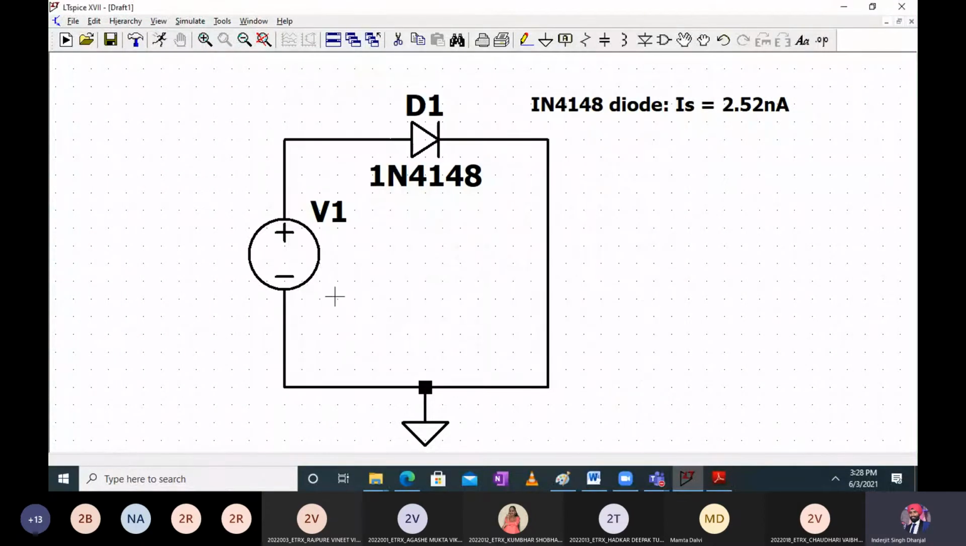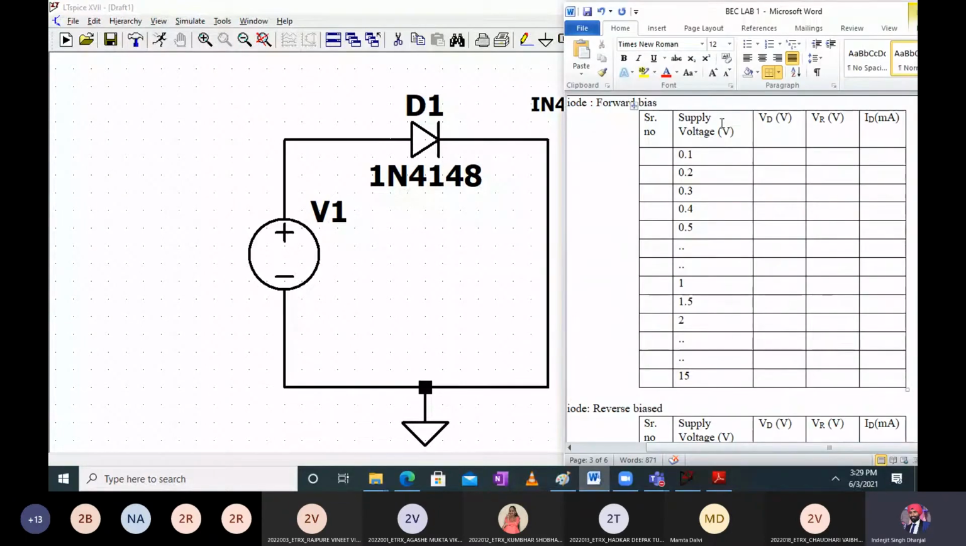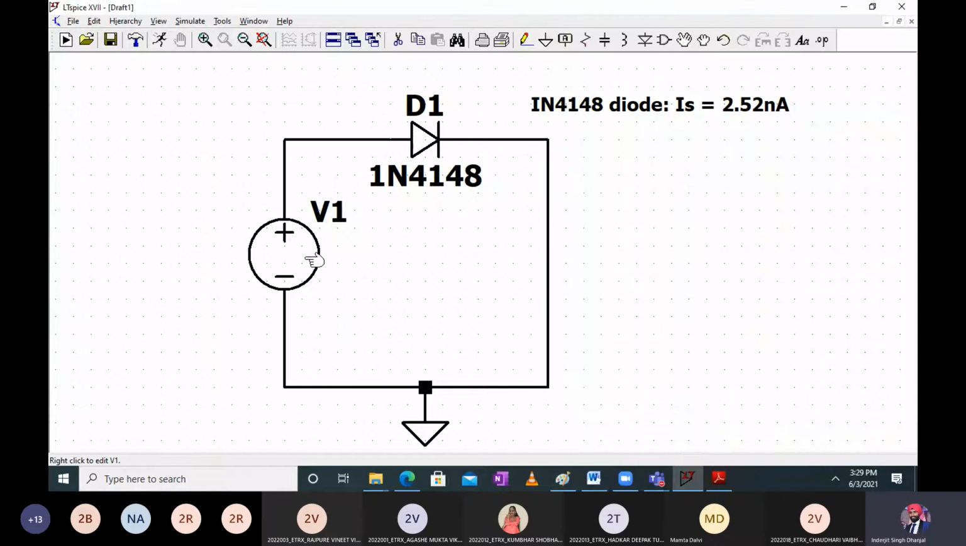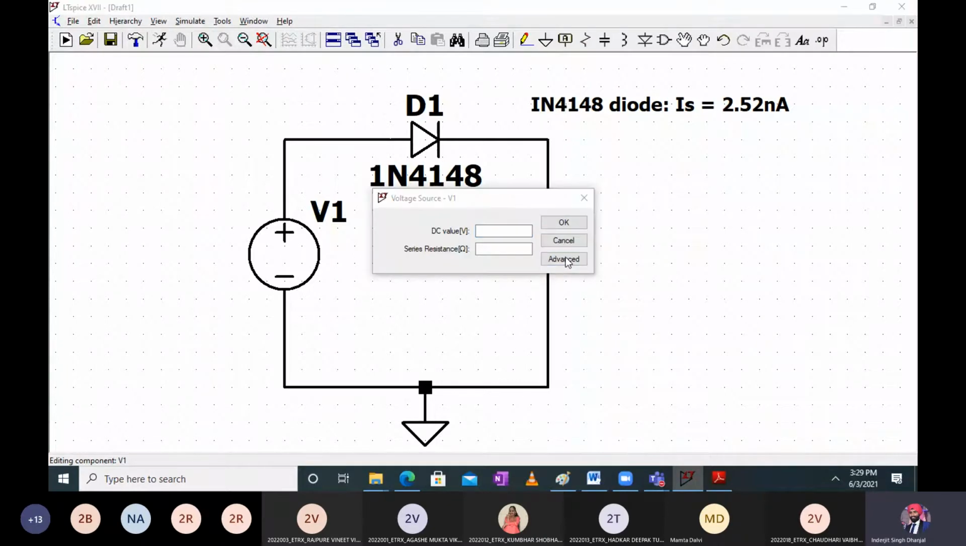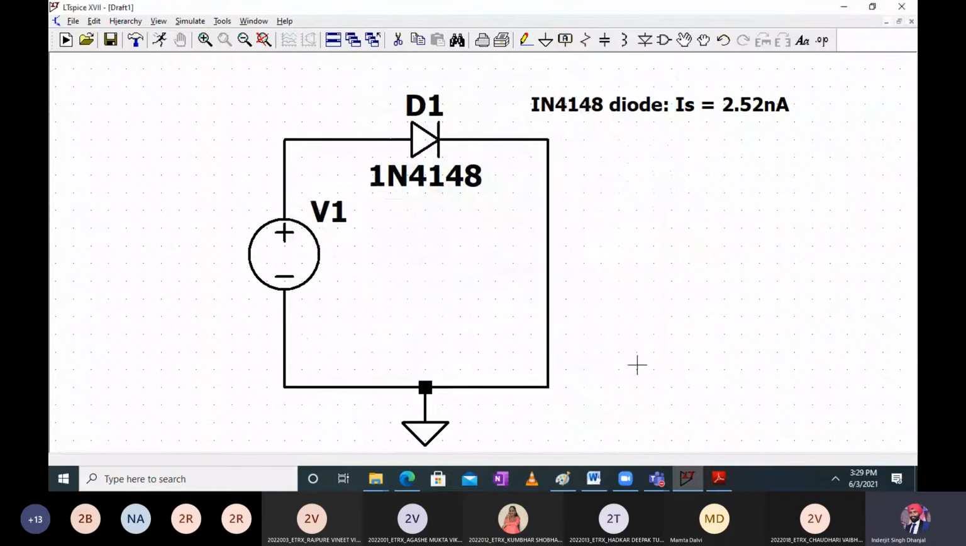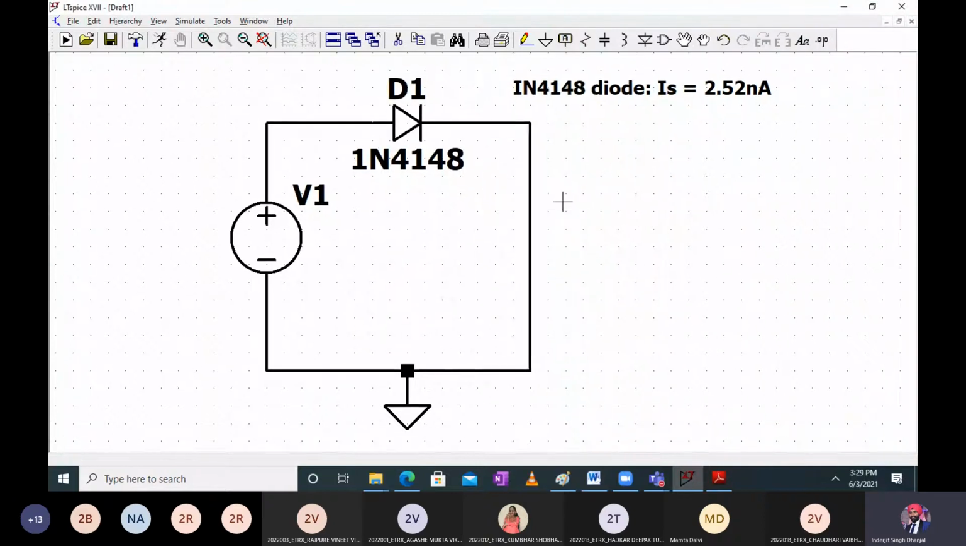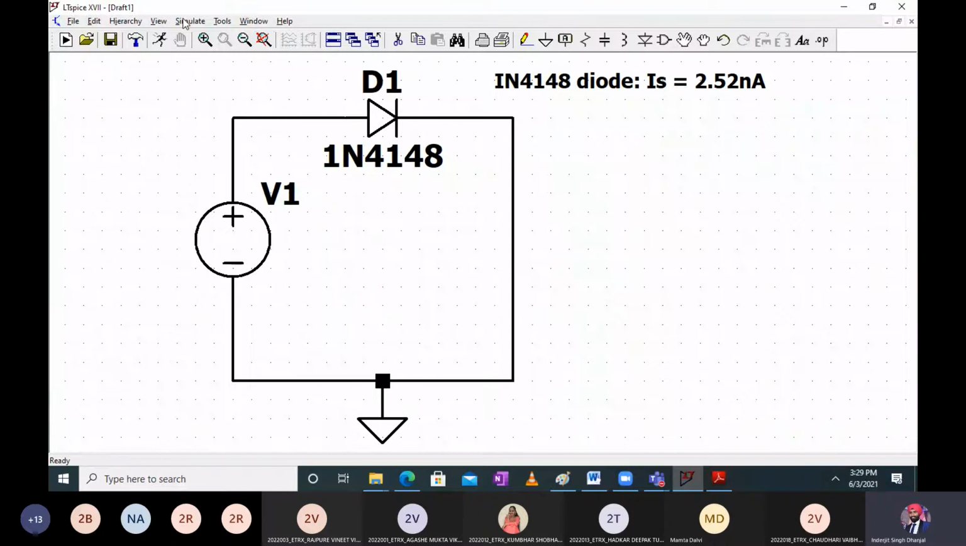That V will disappear. What we did just now: earlier when the V was present over here, it was indicating that you can apply a fixed voltage. But right now we need to vary the voltage. In the write-up, we need to vary the supply voltage from 0 to 15 volts, correct? To make that V1 source variable, we have to do this. Again, I repeat: right click on it, go to advanced, click on none and click on OK. Everyone reached up till here? Now listen very carefully. I am now showing the simulation step. Everyone ready?